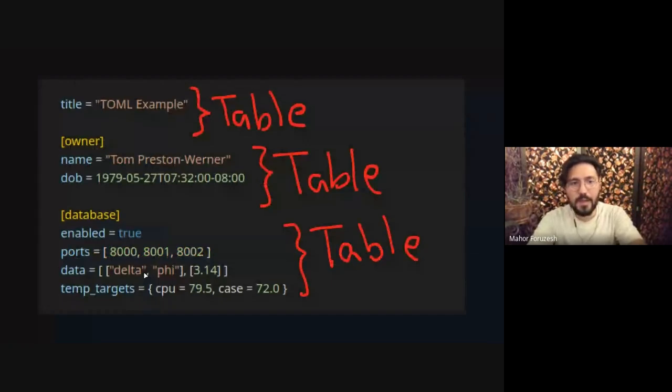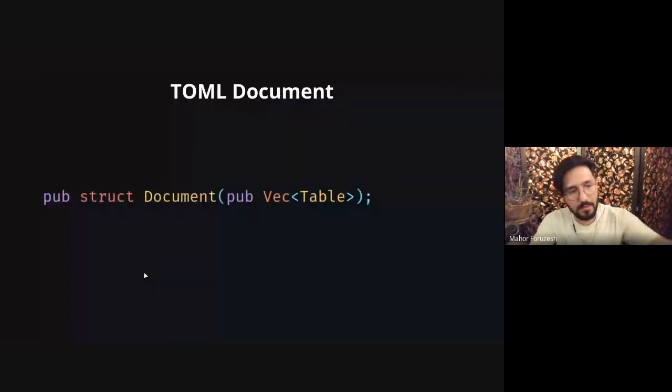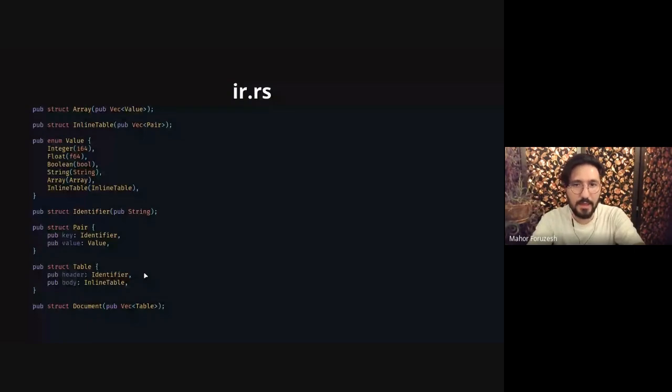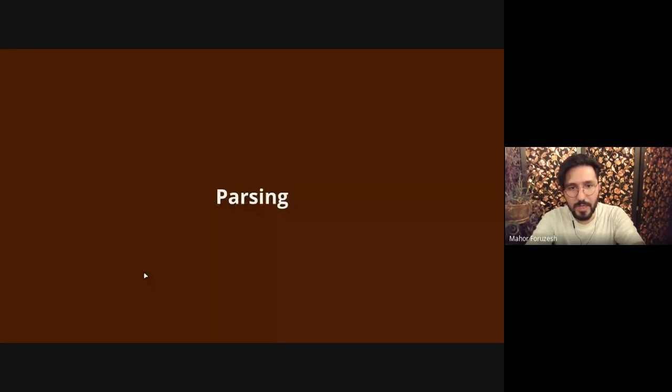Now let's look at the whole document. Our whole document is just a list of tables. Just a table without a name, a table named owner, then a table named database. So we model it like this, a vector of tables. This is our whole document. And our intermediate representation will look like this. This is our whole data structure. So now let's go to parsing.